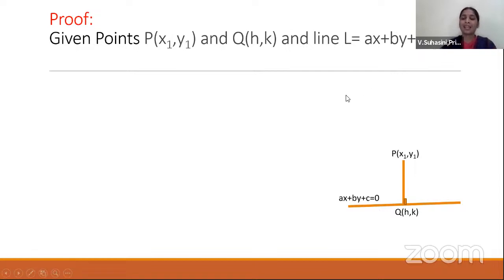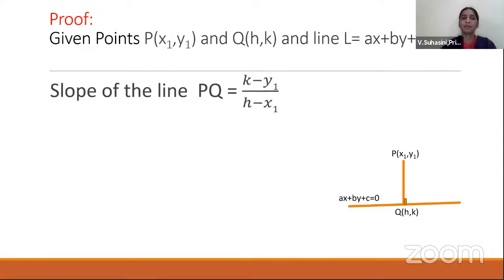Look at the diagram and understand the first point. The line PQ is perpendicular to the line ax plus by plus c equal to 0. When two lines are perpendicular to each other, what is the condition? Slope of the first line into slope of the second line is equal to minus 1. So first we shall find the slope of the line PQ. And then the slope of the line L equal to 0. Dear children, look at the line PQ. We know P(x1, y1) and Q(h, k) on the line PQ.